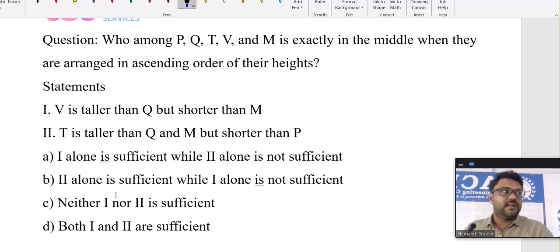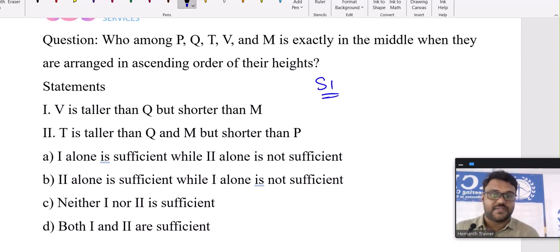One simple logic. In the first one, how many persons are there? V, Q, M, 3 people. Second one, 4 people. I cannot decide alone. For sure, alone is not possible. Or else they would have to say V is taller than only Q, or V is shorter than only Q. If something like only is used, then okay. There is no such word as only and all. So one alone, two alone, not possible. Simple logic, because in one alone there are only 3 people.